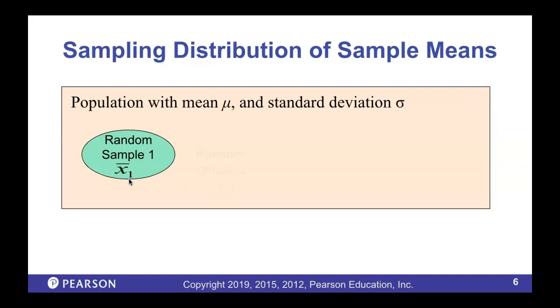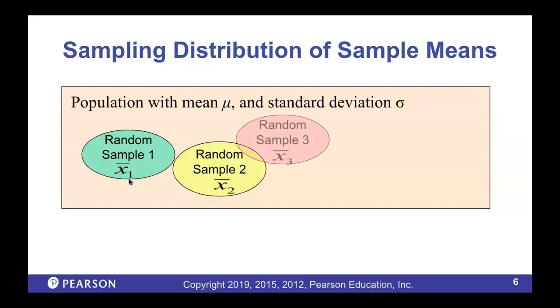I can take another sample, sample number 2, and find another average. You see X bar 1 and X bar 2 can be different, right? Because the green group and the yellow group are two different groups, so their average may be different. I can take another sample of the same size. If I pick 25, that red circle also has 25 students in there, and I find their average. That's going to be X bar number 3.